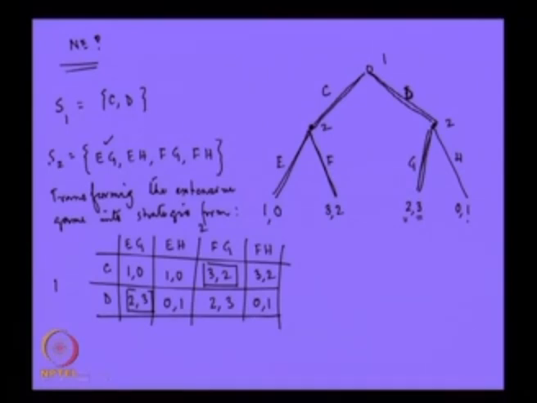And we can see that this is also a Nash equilibrium, CFH. Here, if player 1 deviates to D, he is going to get 0, less than 3. If player 2 deviates, he is going to get 0, less than 2. So, these are the Nash equilibria of this game. Let me write it down. It is CFG, CFH, and DEG.